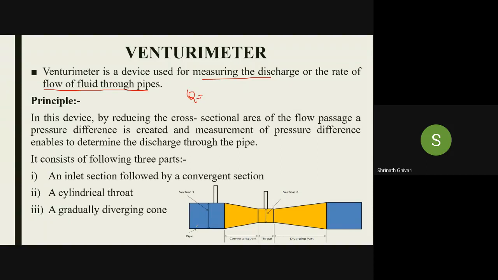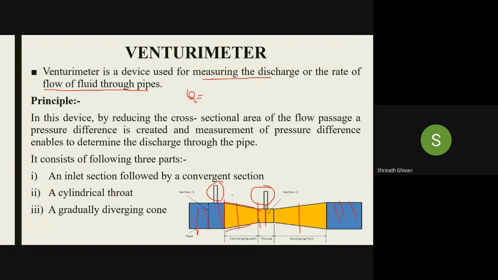So we are connecting a Venturimeter to a pipe. You can see this blue color is a pipe. We are connecting a Venturimeter to the pipe and we are determining the flow rate which is flowing through the pipes. Okay, fine. So this Venturimeter is made up of three parts: the converging part, the throat, and the diverging part. So we are getting the pressure difference between the inlet of the pipe and the throat. To measure the pressure difference between the inlet and the throat, we are using this Venturimeter.